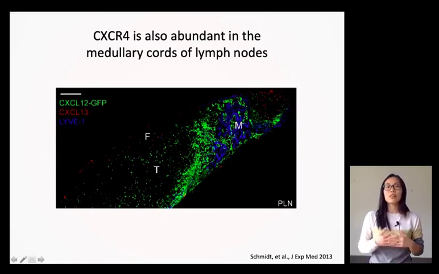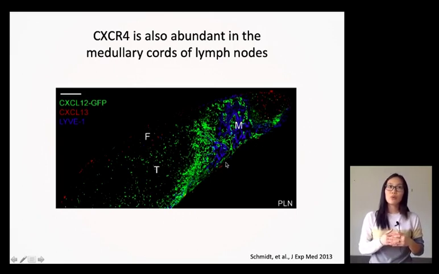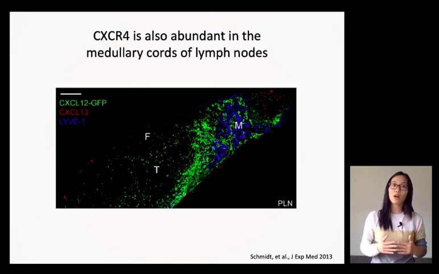When we were thinking about what this other player might be, we thought about previous work. We knew that Jason Cyster's lab had previously shown that the chemokine CXCL12 was abundant in lymph node medullary cords. Shown here in green is CXCL12 GFP, and again you can see that it's very abundant near the medulla of the lymph node. So we investigated whether CXCL12 and its chemokine receptor CXCR4 might also contribute to NK cell positioning in the medulla.